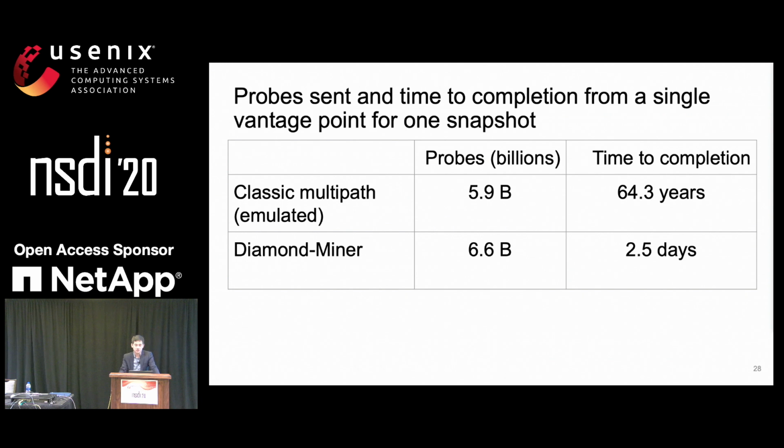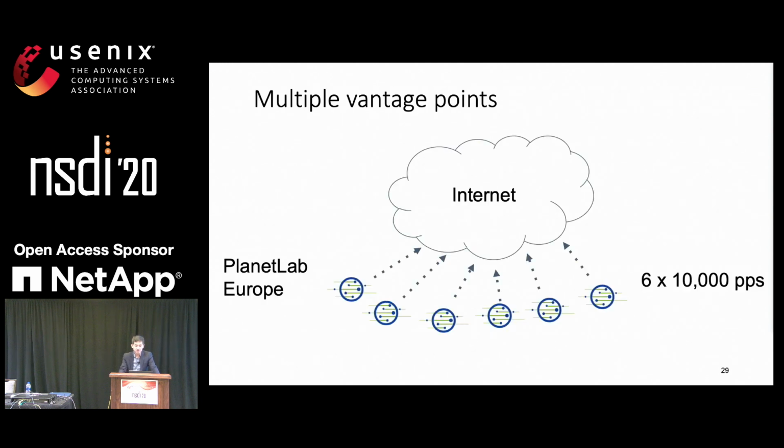350,000 destinations. Another aspect of the evaluation that I want to share with you is how Diamond Miner compares with other internet mapping systems in terms of topology discovery. For that, we have also deployed Diamond Miner on 6 PlanetLab Europe nodes at a lower rate, 10,000 packets per second. We were not able to deploy at 100,000 packets per second because we didn't have dedicated nodes for Diamond Miner.